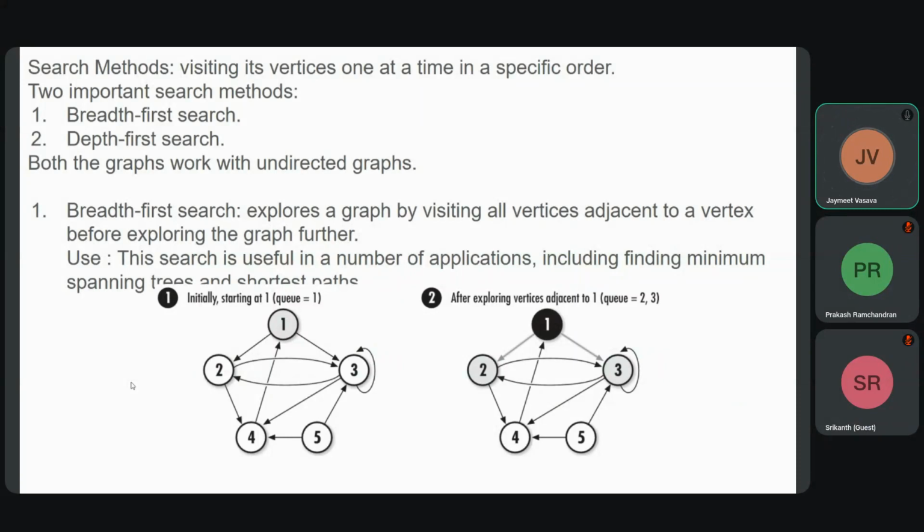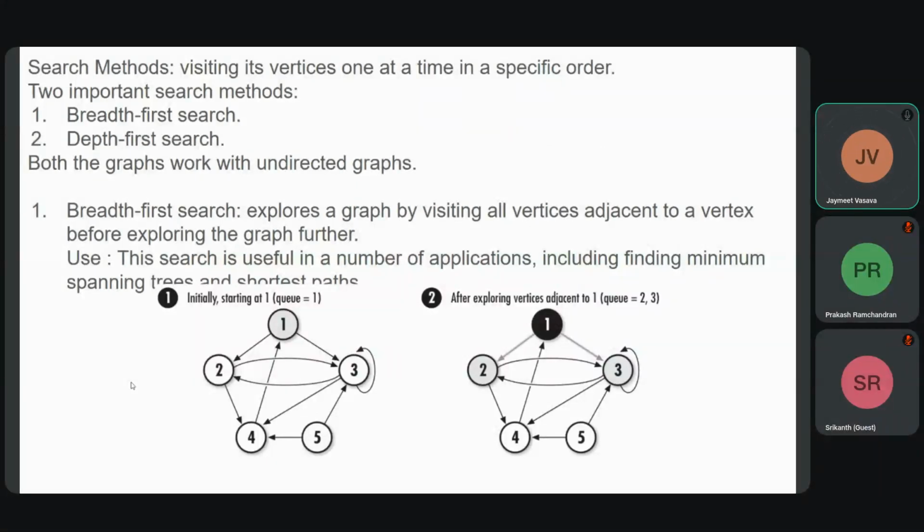So we'll see an example of breadth first search first. The way the images are going to represent the vertices, as you can see in image 1, is that we will be starting from vertex 1. So that is the reason we'll color it gray.